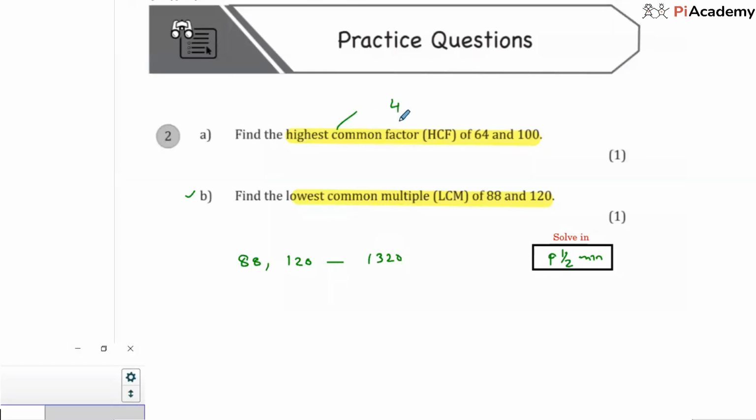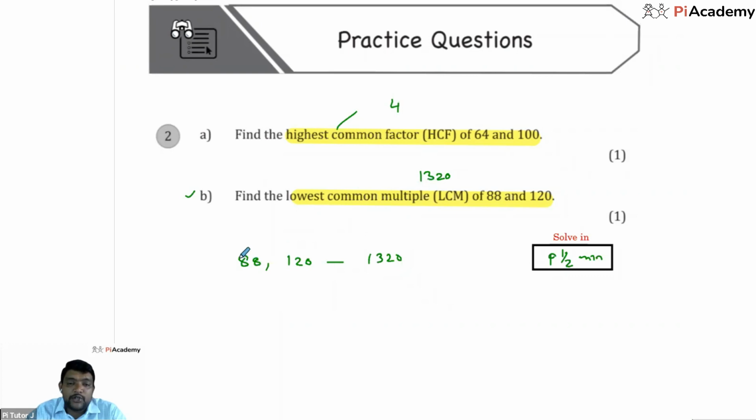Is it correct, guys? Yes, I've got 4 too. I got the same. He's right. Same. Wonderful. Good. So the highest common factor is 4, and the LCM is 1320.